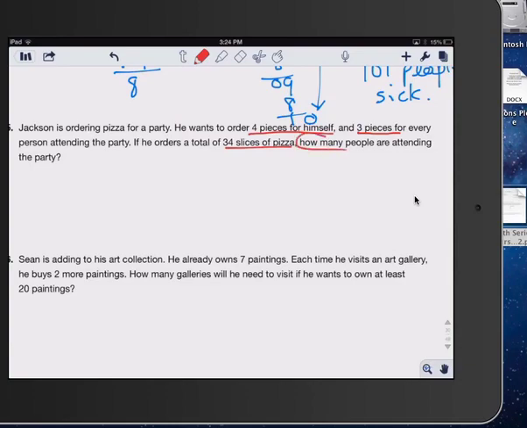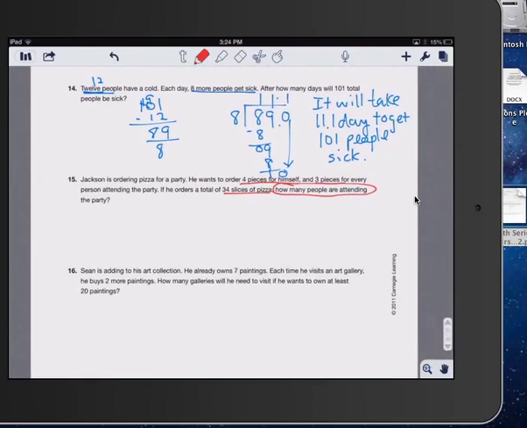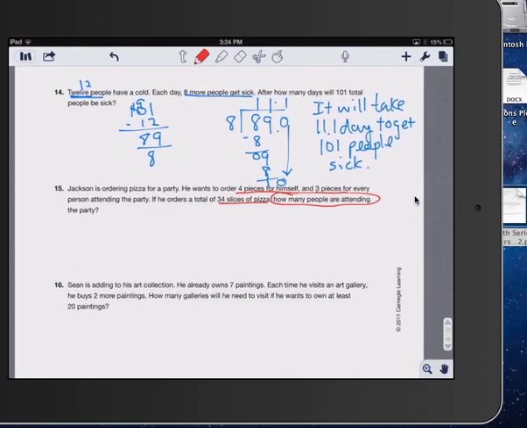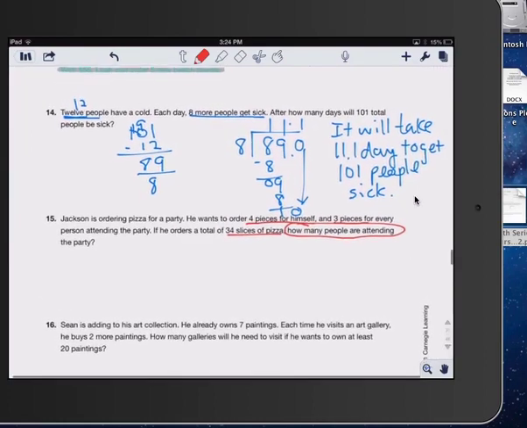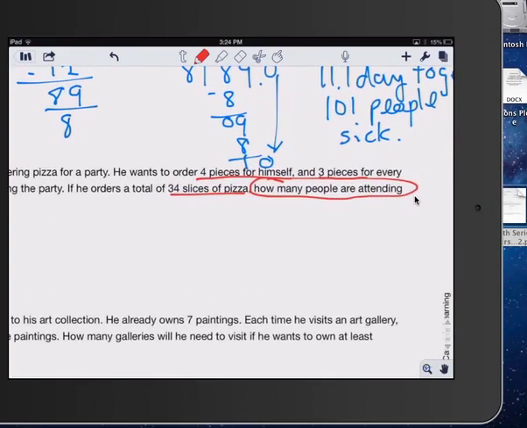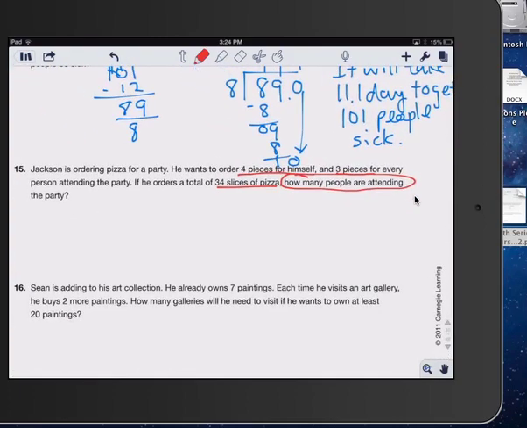Okay, here's the question. How many people are attending? So 34 slices, he has to subtract the 4 slices for himself. So he has to take out the 4 slices, so 34 minus the 4 slices is 30, divided by 3 slices that he wants for each person. So he is going to invite 10 people.